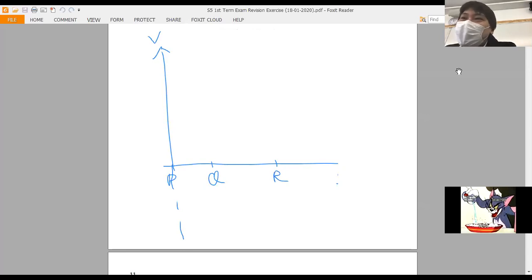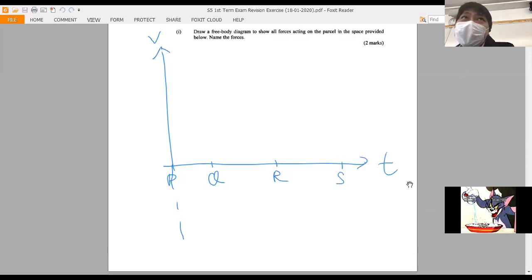Okay. Now my question is, if the question asks you to draw the VT graph, in this case, now you are given the information from the question here.